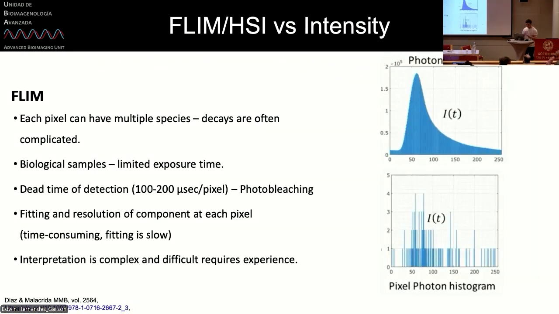So first, for FLIM, some important things to say is each pixel can have multiple species, and decays sometimes are complicated because you have like cross-bleeding or mixture decays in the same region. Biological samples have a limit exposure time because you may probably bleach them. And measuring that, you can do it very quickly and obtain information from the sample. Fitting a resolution component at each pixel can be time-consuming, and interpretation is complex if you don't have like an unmixing or something to get a simple image from that, because basically what you obtain is a stack.